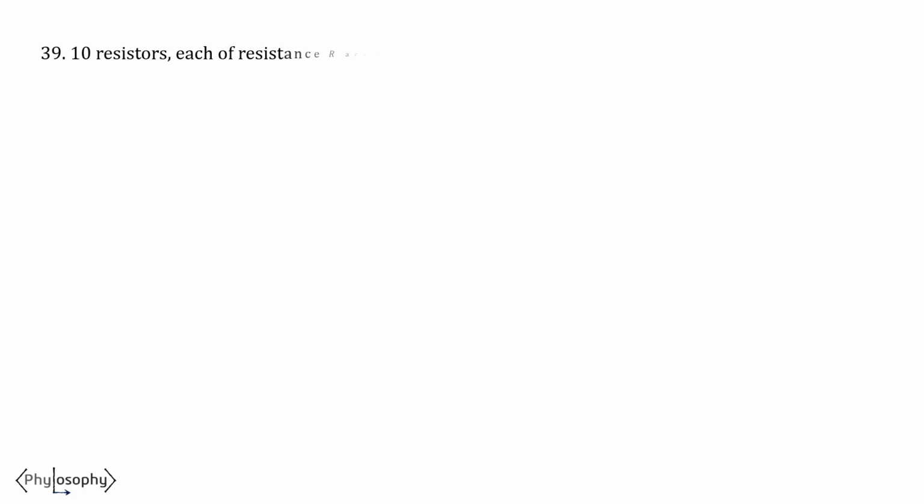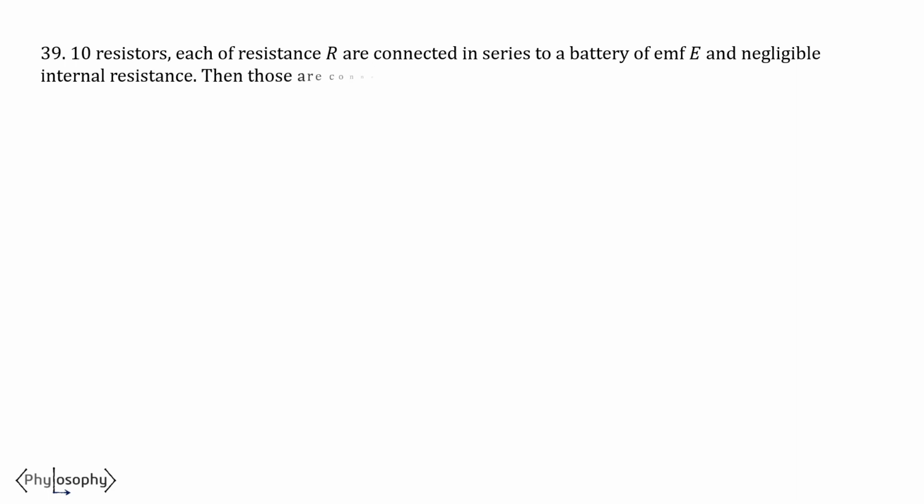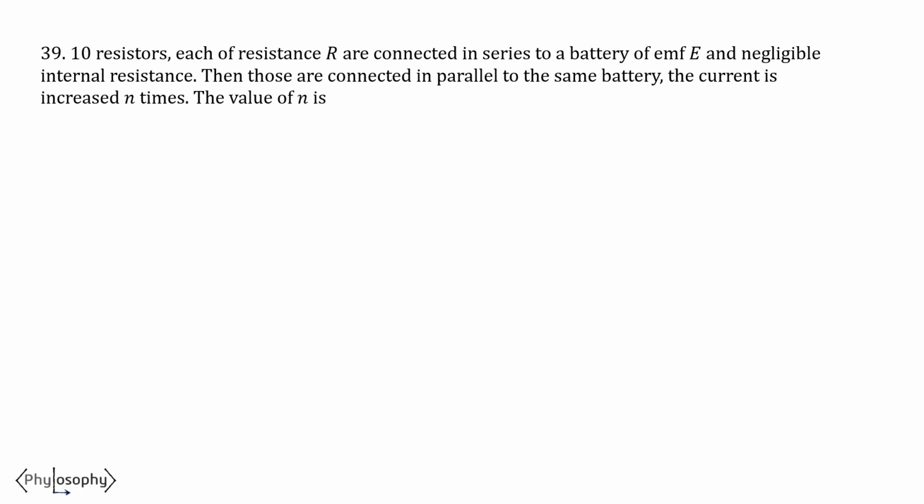10 resistors, each of resistance capital R, are connected in series to a battery of EMF capital E and negligible internal resistance. Then those are connected in parallel to the same battery. The current is increased n times. The value of small n is, and these are the four options.